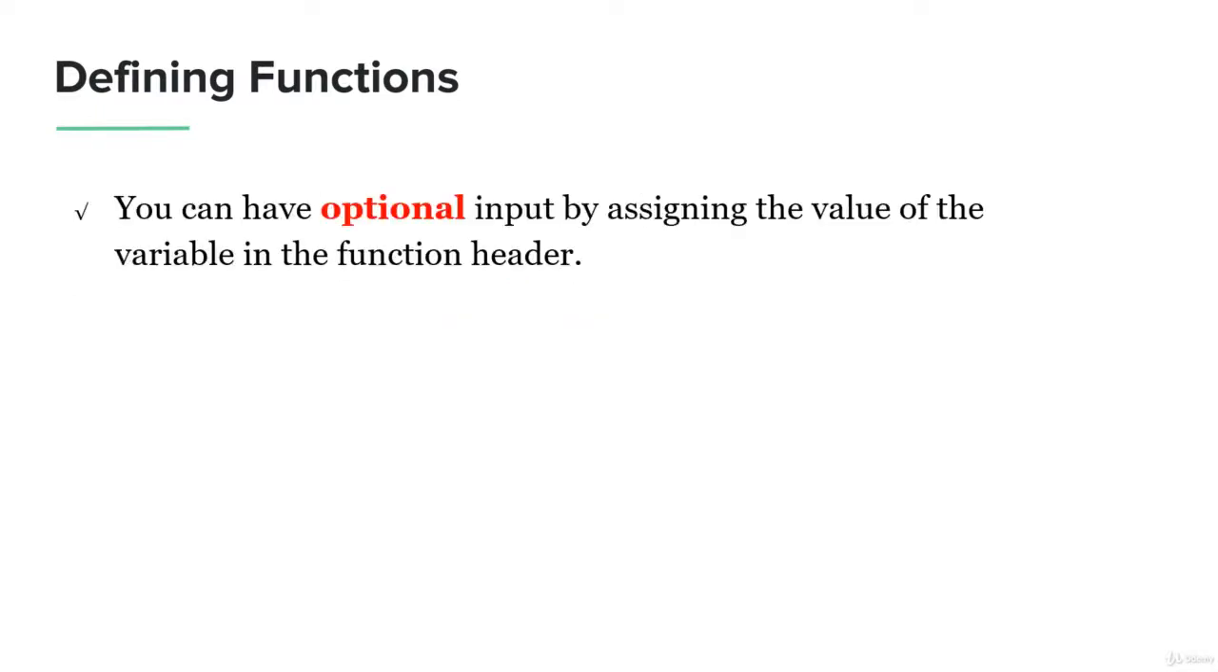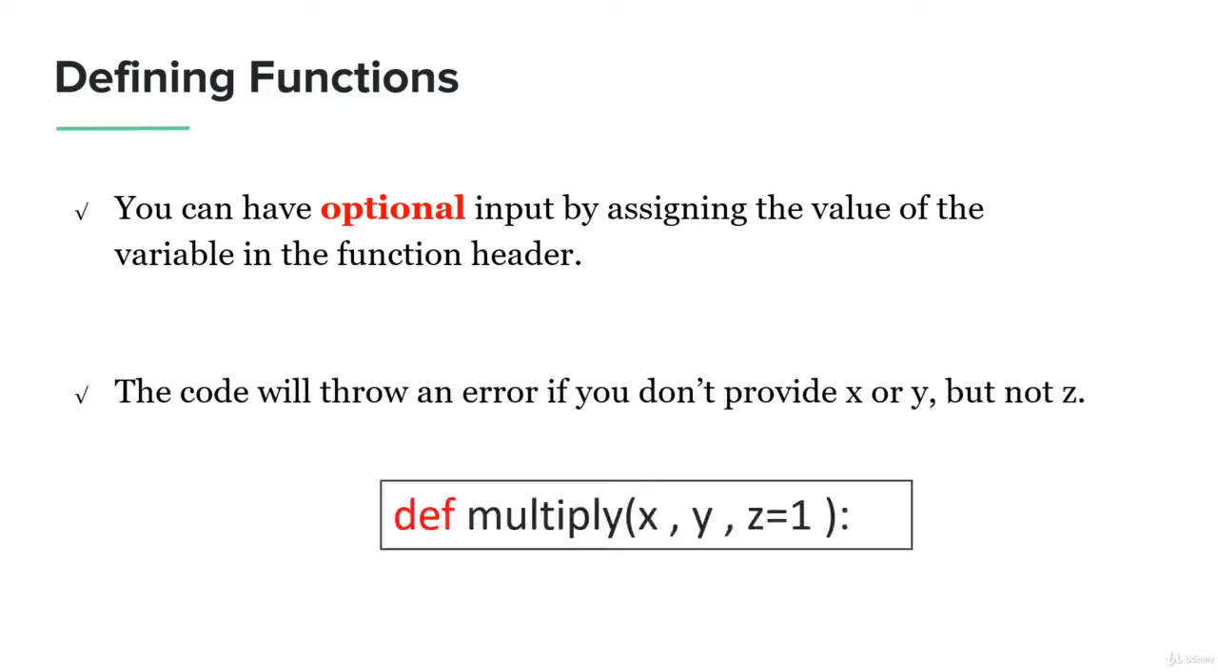After that, you need to understand that you can have optional inputs in your function header by assigning the value of the variable in the function header itself. So what does this mean exactly? This code right now we have multiply x, y, and z. Right now in the function header we have z equal 1. So this is the default value for z. This is an optional input. If you didn't specify z, then it will be by default 1. But if you specify z when you are calling the function, then it will have the new value. So this code will throw an error if you didn't provide x or y. But if you didn't provide z, it's going to work just fine. Now this is the function header.